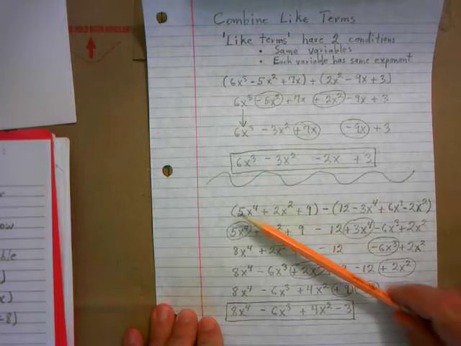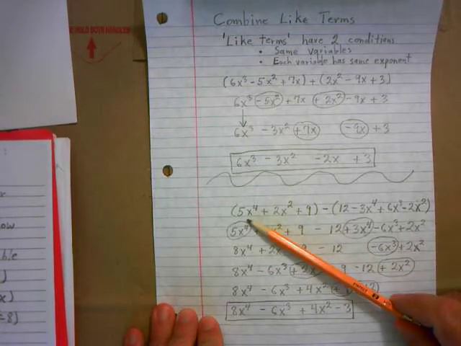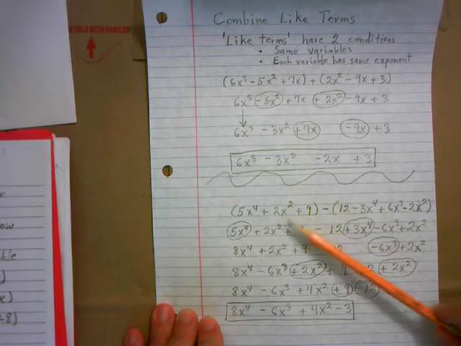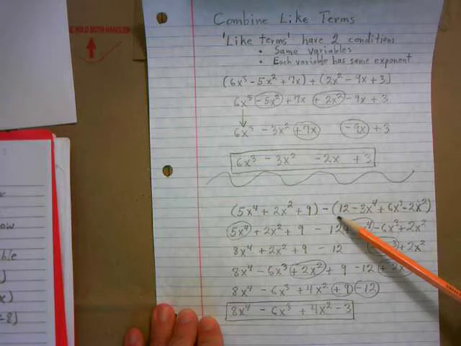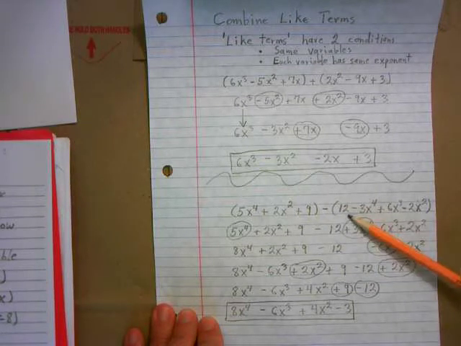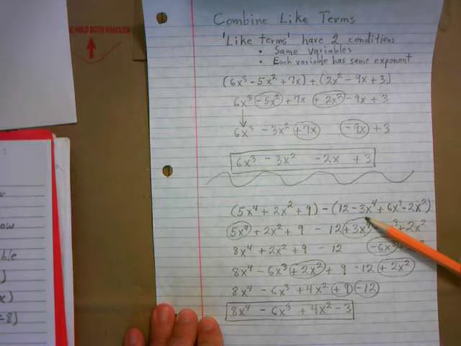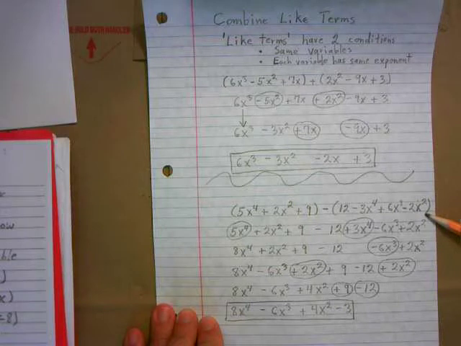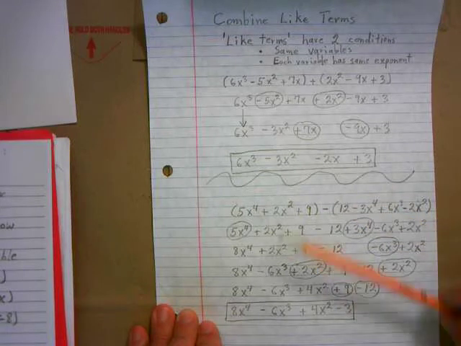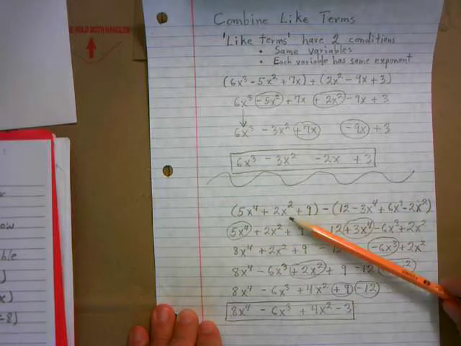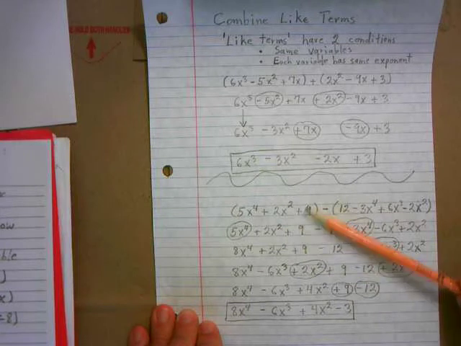Here we have, in parentheses, 5x to the fourth plus 2x squared plus 9, minus, in parentheses, 12 minus 3x to the fourth plus 6x cubed minus 2x squared. Got a lot of pieces in here. So let's break these terms out of their parentheses. Let's see, 5x to the fourth, 2x squared, plus 9.